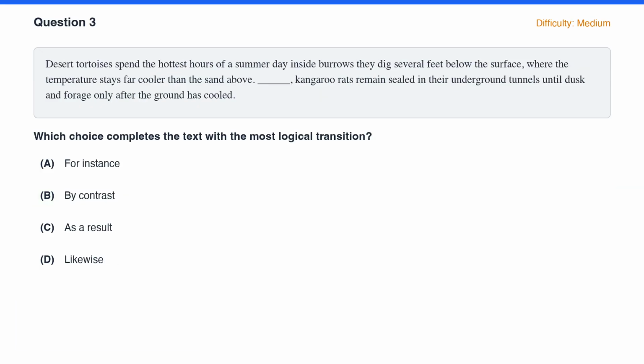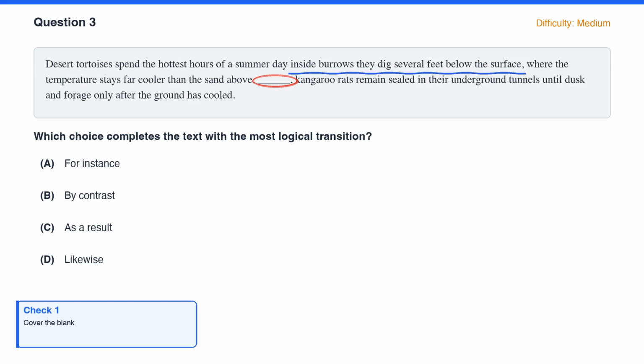Question 3. Check 1. Cover the blank. Before it, desert tortoises wait out the hottest hours inside burrows several feet down, where it stays far cooler. After it, kangaroo rats stay sealed in their tunnels until dusk and forage only once the ground is cooled.